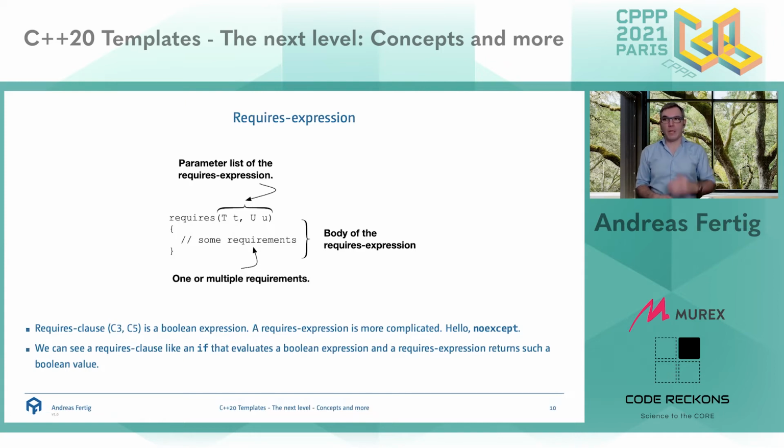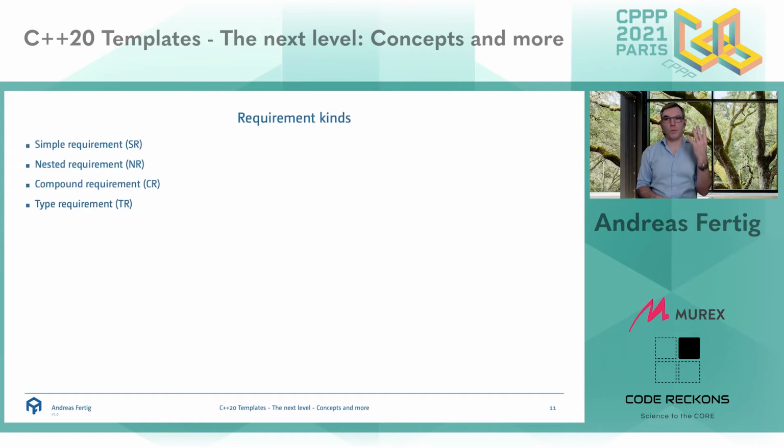Okay. So inside the requires expression, we can use 4 different kinds of requirements: a simple requirement, a nested requirement, a compound requirement, and a type requirement. The 2-letter abbreviations here I will use later in the code to refer to them. And for our add example, only the first 3 make sense. So I will show you the type requirement later in a different example. Okay, so these are the 4 requirement kinds we can use in a requires expression. So let's start working on the requirements for add, implementing them.